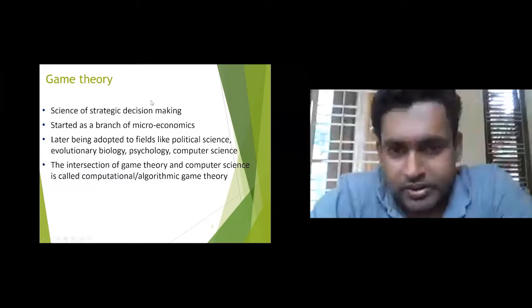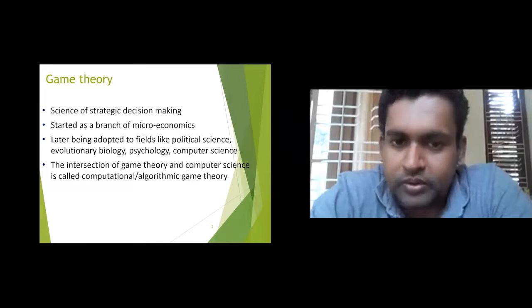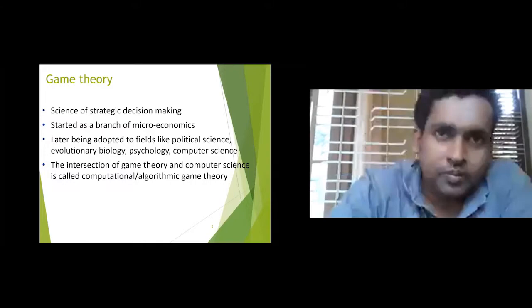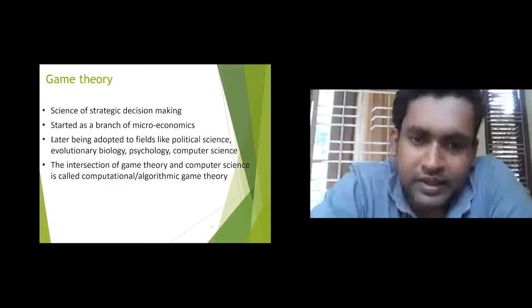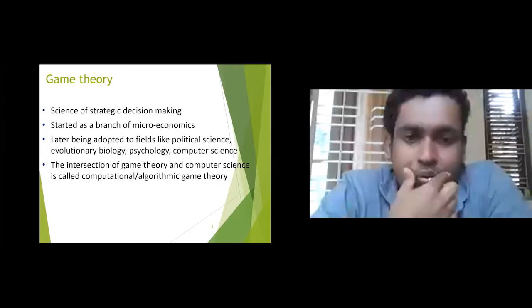Microeconomics is a branch of economics where you talk about interactions between two or three individuals, like micro level interactions. The other major aspect of economics is macroeconomics, where they talk about economic policies and things like GDP and inflation. So microeconomics is where you look at individual level interactions. These individuals could be even countries, but it's always interactions between two or three entities, right?